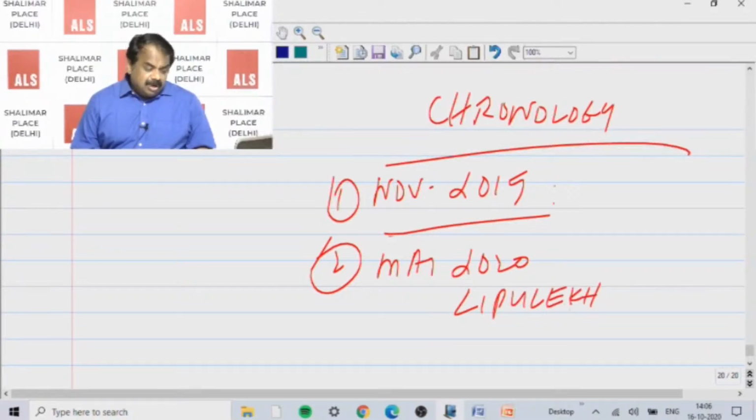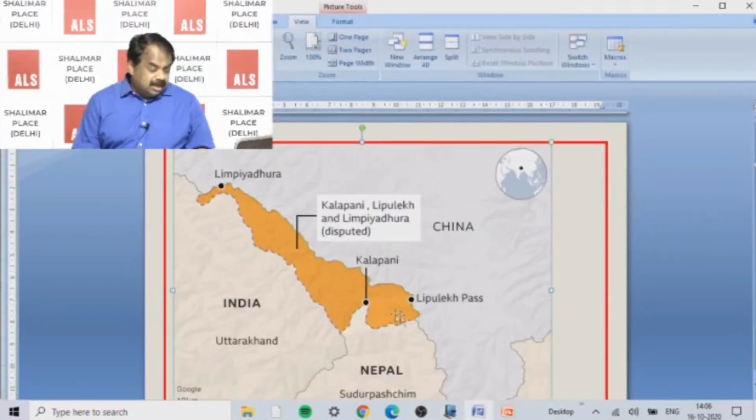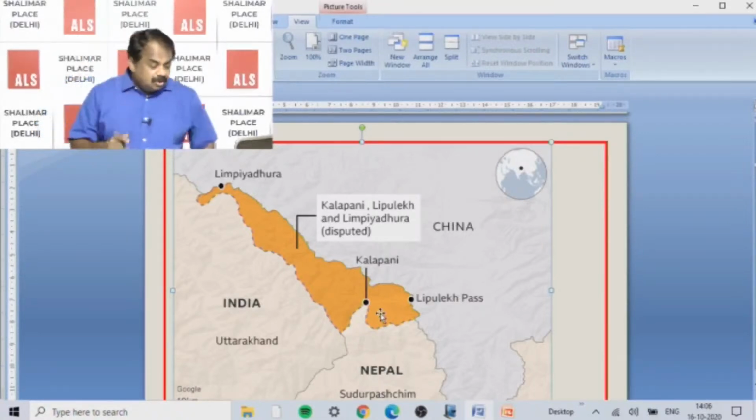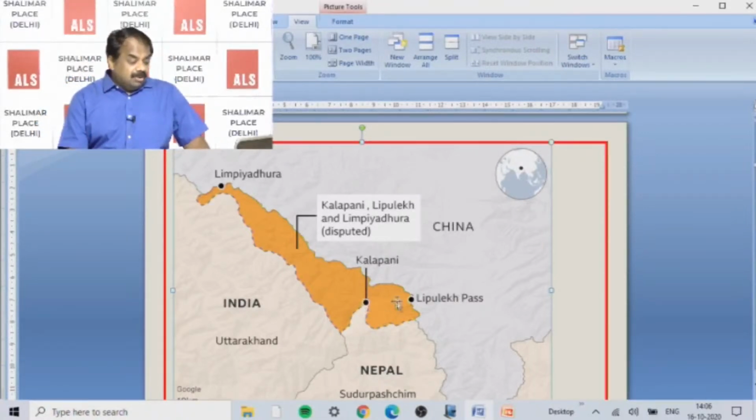See, it is under our control only. This Lipule Pass, it is still under our control. We are holding this territory, no doubt regarding this. But Nepal is claiming it is not fully under the control of India. Indian army is there. So, we have inaugurated a road reaching Lipule.